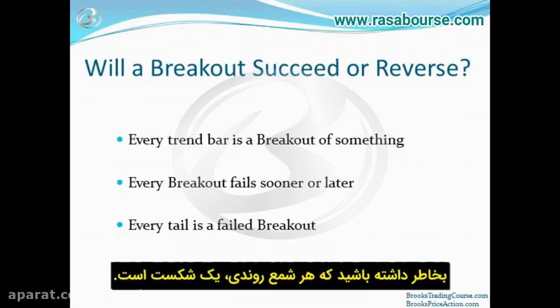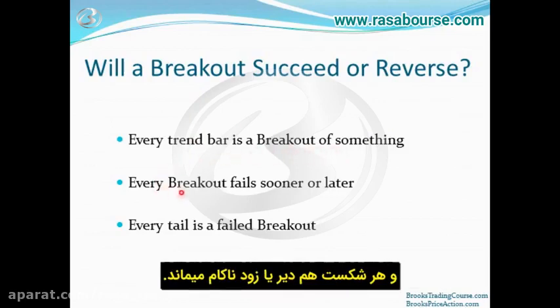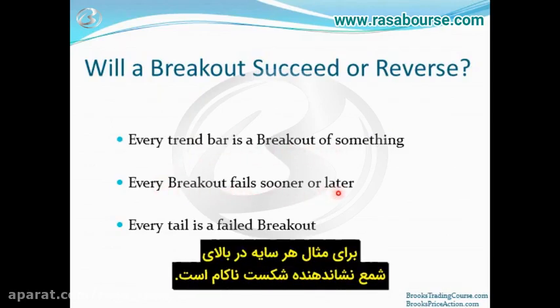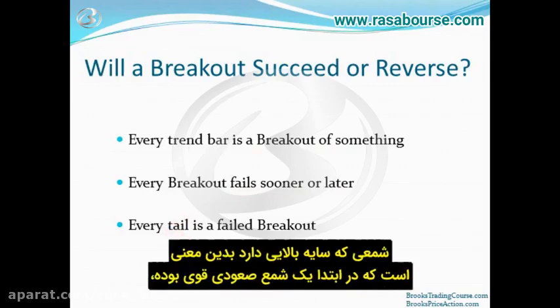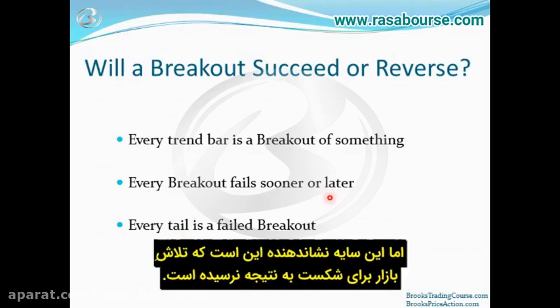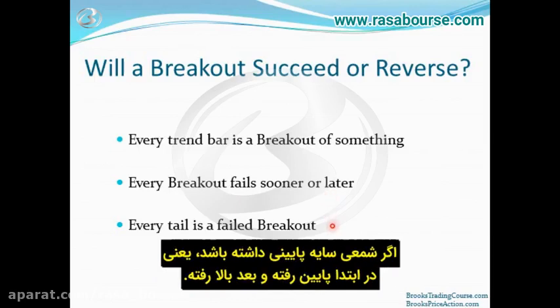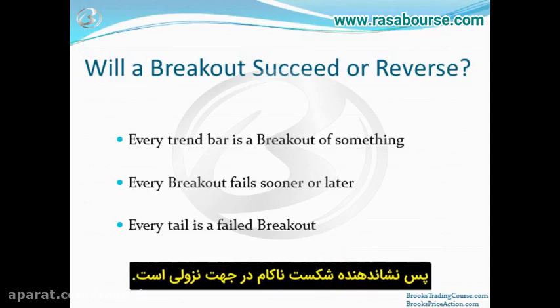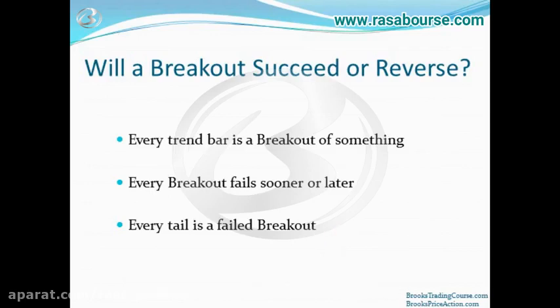Remember, every trend bar is a breakout of something, and every breakout fails sooner or later. For example, every tail on the top of a bar is a failed breakout. If you have a tail on the top of the bar, at one point it was a strong bull trend bar, and that tail means that the market failed in its attempt to break out. If you have a tail at the bottom of a bar, the bar went down and then it went up. So it was a failed attempt to create a bear breakout.